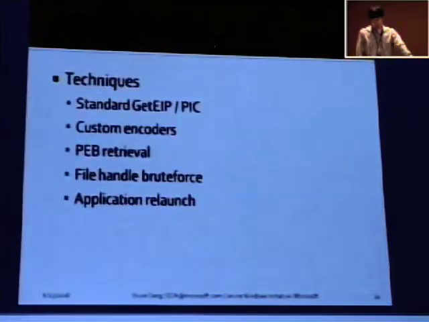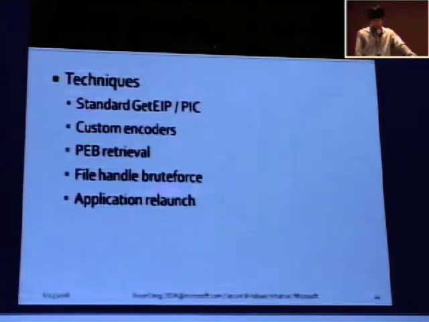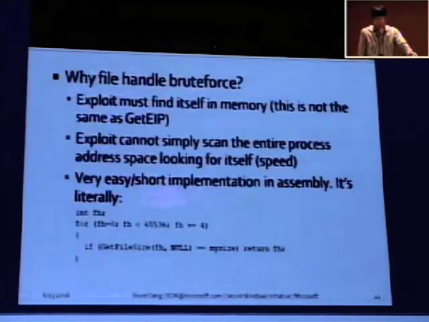The techniques: it's standard get EIP, and then sometimes they have custom encoders. In fact, about 99% of the time. And then some of the other techniques, you use file handle brute force and application relaunch, and we'll talk about them in a bit. All right, so why do they brute force a file handle?